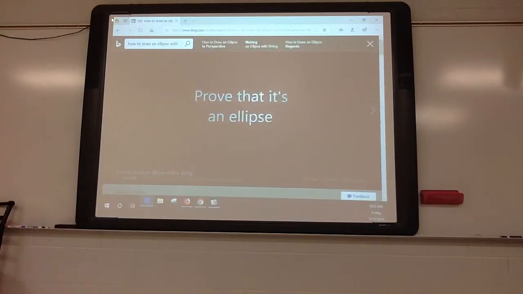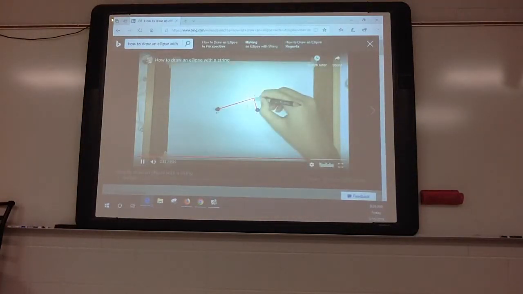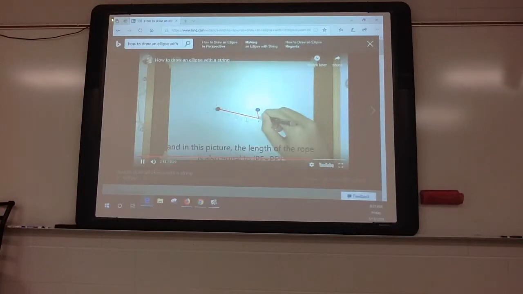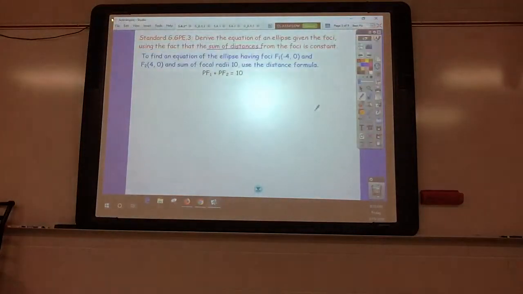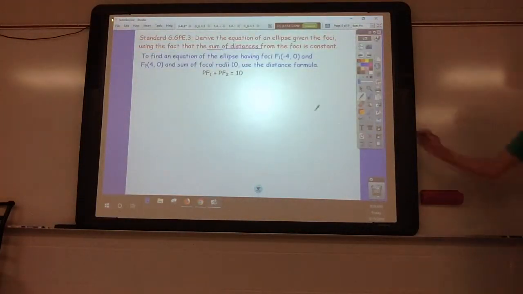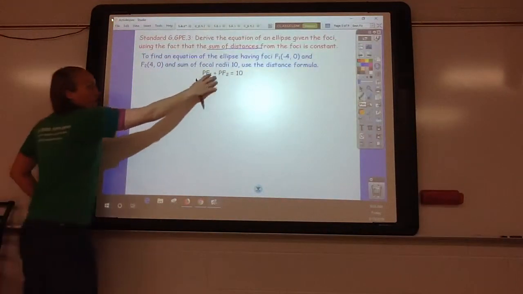Okay? Think about that. If you take a string and you attach it to 2 endpoints and you start moving around, the distance of this string is not changing no matter where you put it around this area here. Okay? So that's where this ellipse definition comes from. We're going to look at a different video on the review day, but I wanted to give you that general idea. So, we have to do the proof.